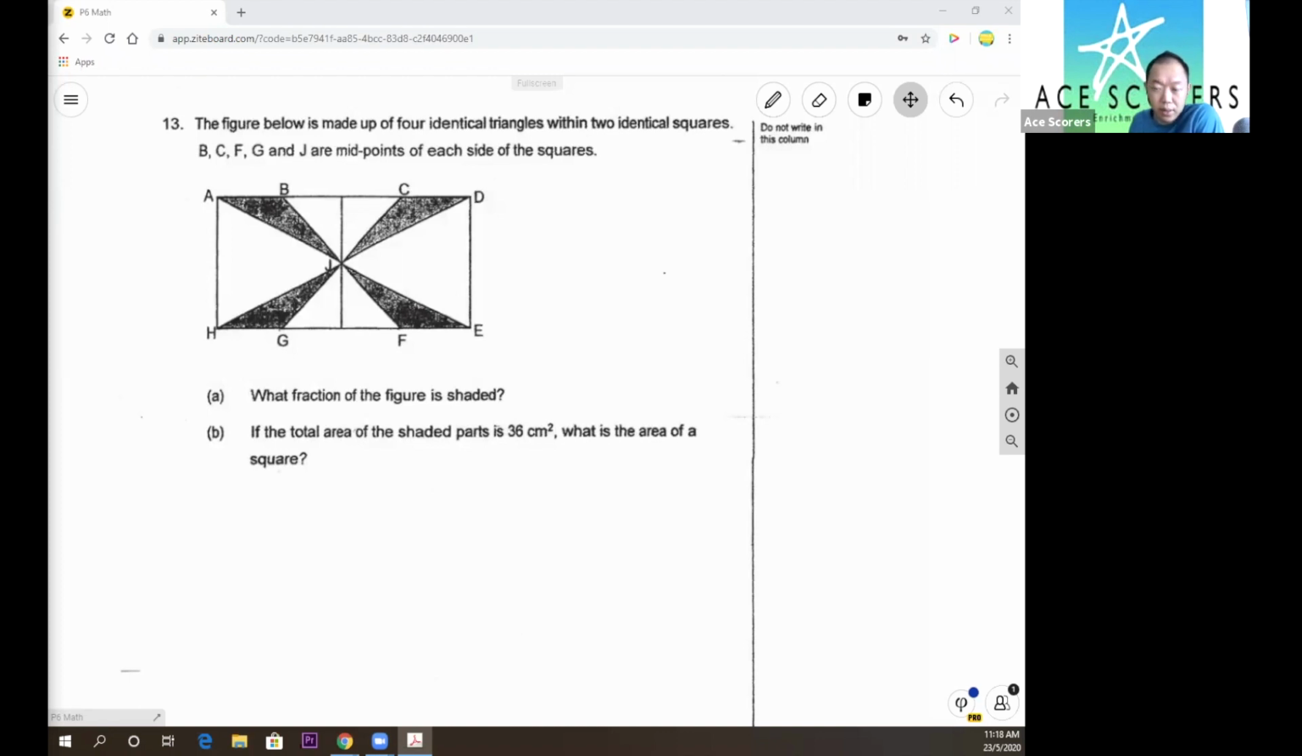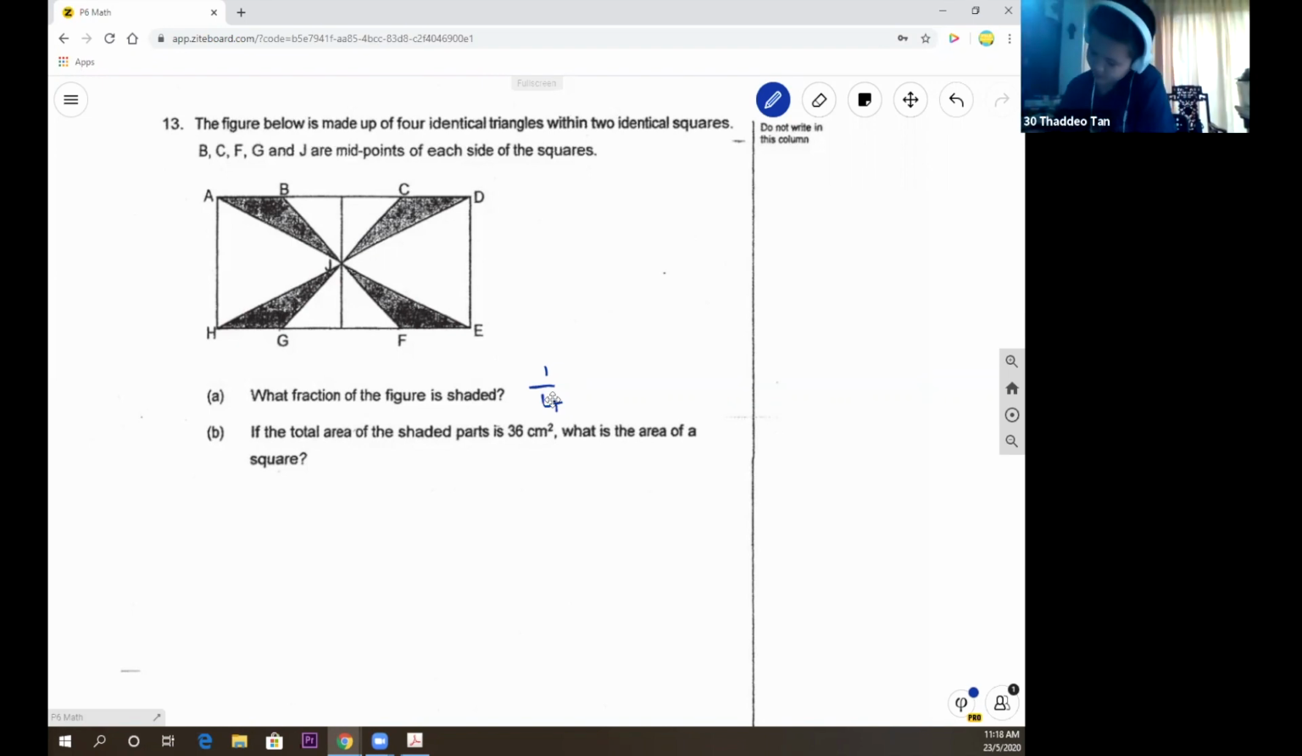What is fraction shaded? The answer is 1/4. Yeah. The part A is 1/4. You got it right. Wait, maybe 36 times 4. Yep. 144 divided by 2. Is it 72? Yeah, 72. Woohoo!